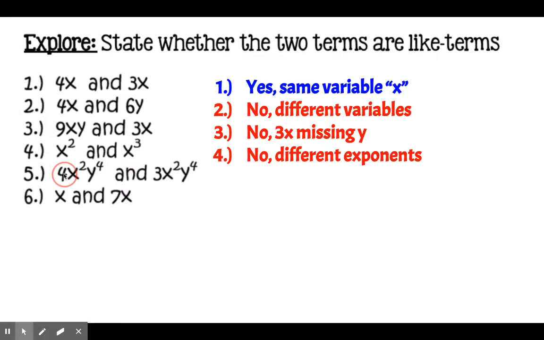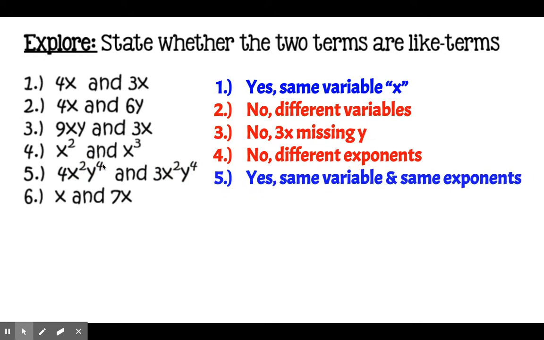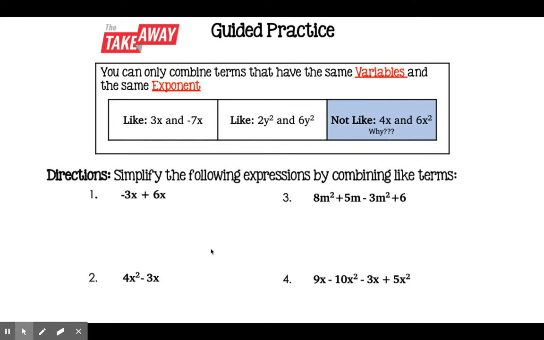All right, example 5, 4x squared y to the fourth power and 3x squared y to the fourth power. Same variables and same exponents. Yes, they are like terms. And last example here, I have x and 7x. Yes, they are like terms. They have the same variable. Okay, so what's the biggest takeaway here? You can basically only combine like terms if they have the same variable, which means they have the same letter, and the same exponent.